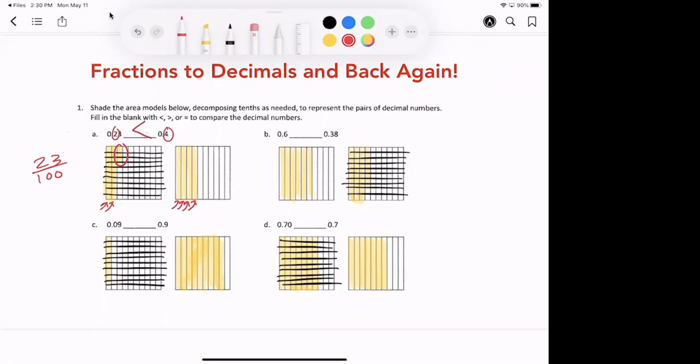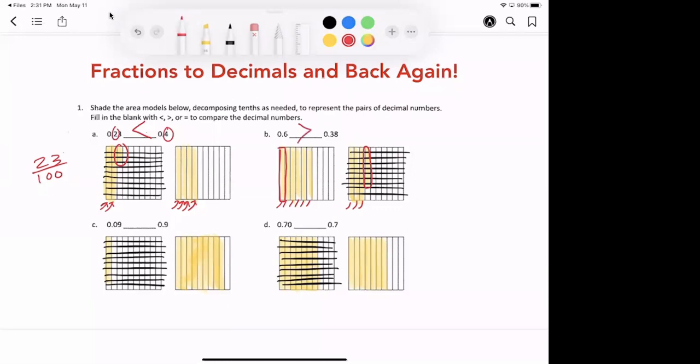Okay, next one we have 0.6, which is 6/10. Here they are, 1, 2, 3, 4, 5, 6. This whole bar is a tenth. And then we have 38 hundredths. So here's 10, 20, 30, and 8 more right here. Okay, well, 6/10 versus 3/10 with 8/100. Certainly 6/10 would be bigger.